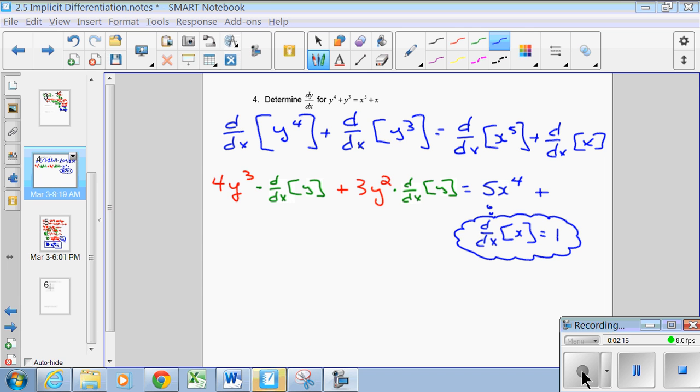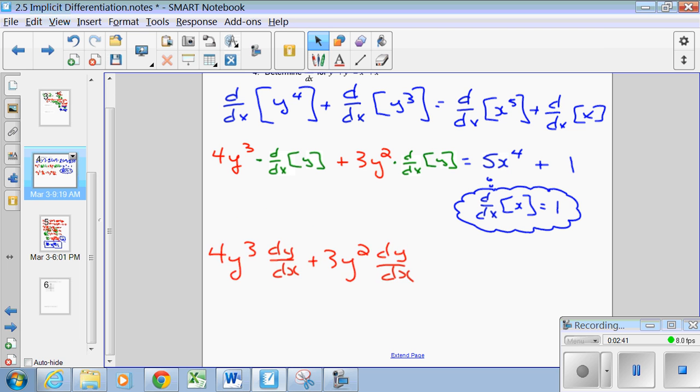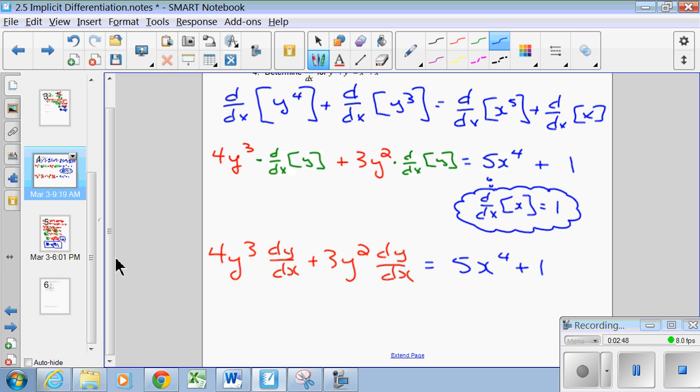And then let's wrap up what we're doing here. Derivative of x, derivative of y equals x is a line, so that slope is 1. Cleaning up the right side, I have 4y cubed dy/dx, and I have 3y squared dy/dx. That is the right side of my equation. And on the left side of my equation is 5x to the fourth plus 1.